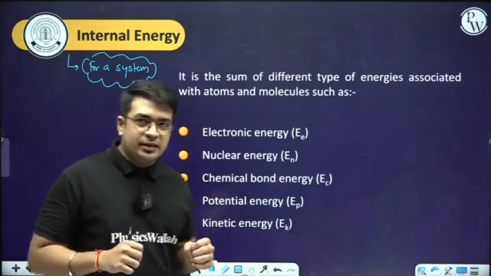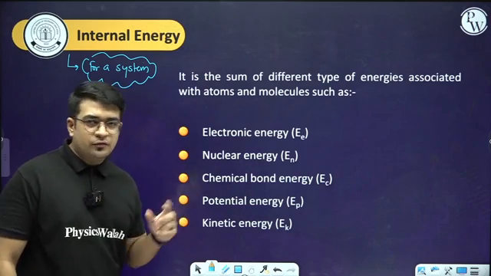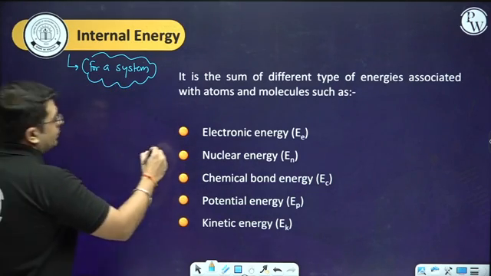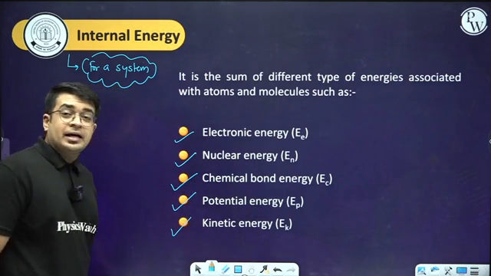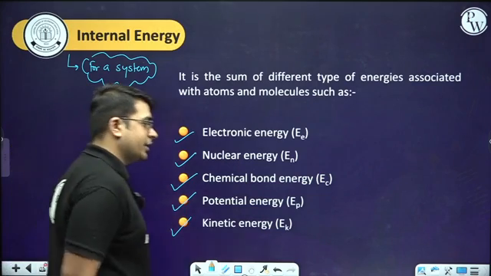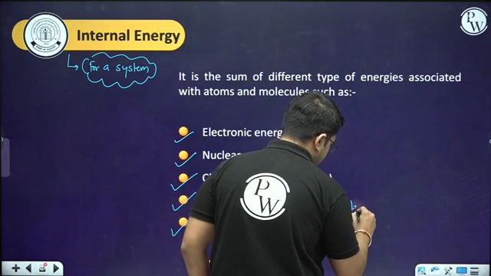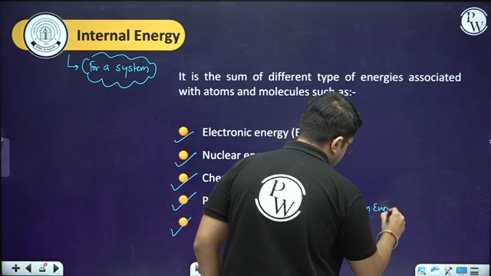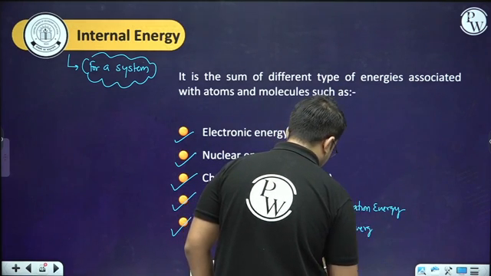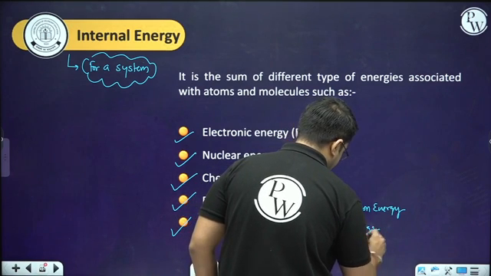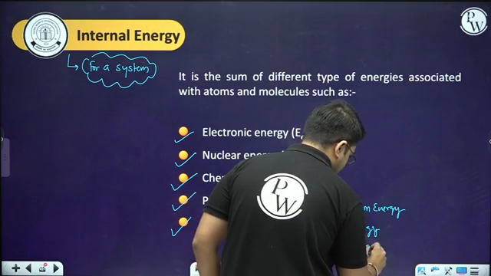So internal energy is basically the sum of different types of energies which are associated with the atoms or molecules present in the system. It can be electronic energy, nuclear energy, chemical bond energy, potential energy, or kinetic energy. In terms of kinetic energy, again you have different modes. It can be translational energy, vibrational energy, or rotational energy.